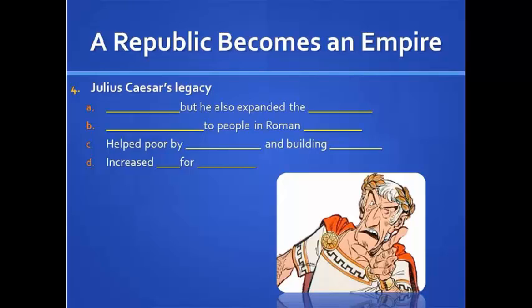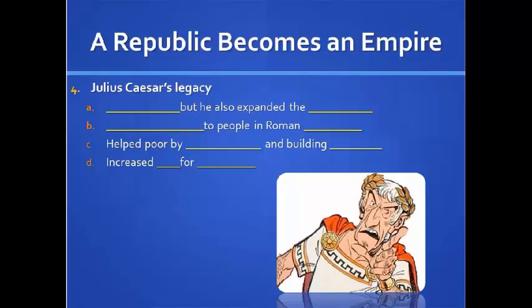He helped the poor by creating jobs and building projects. The easiest way to get people to work back then is to build something. So they would build all these new projects, roads usually, particularly. This gets people jobs, gets them working, and the people are happy when they're working because they get money.